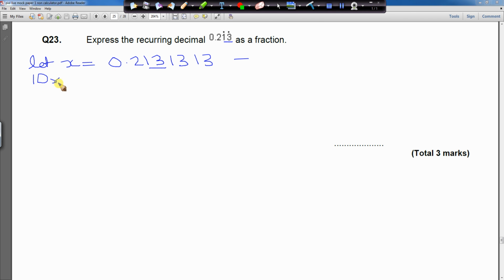10x is equal to, if you multiply this number by 10, 2.1313131, and so on. Now, as you can see, these numbers do not match. The 2's and the 1's are not good. These numbers need to be identical in these columns. They don't match up. So let's try 100x.